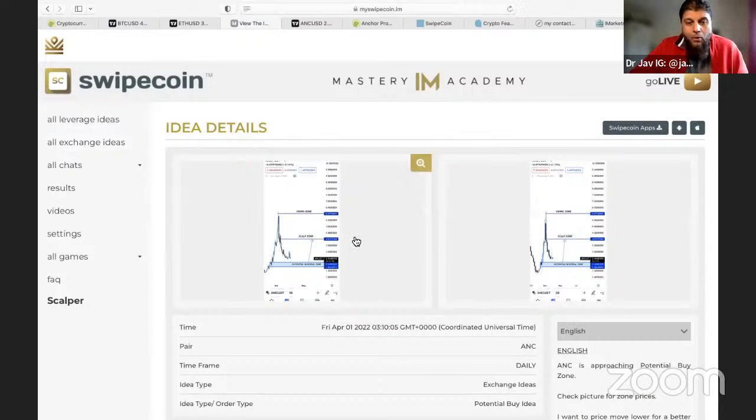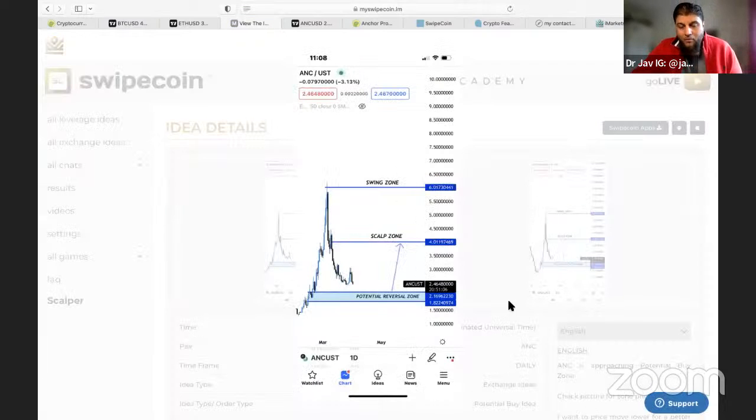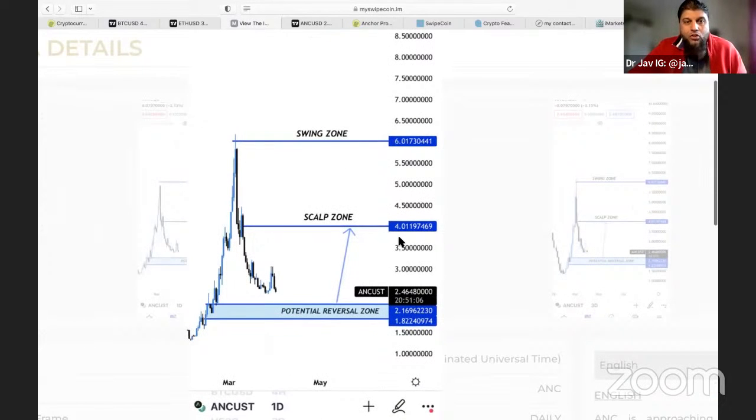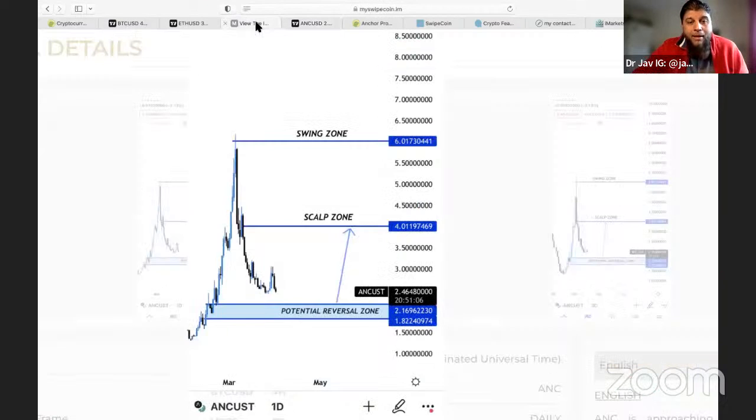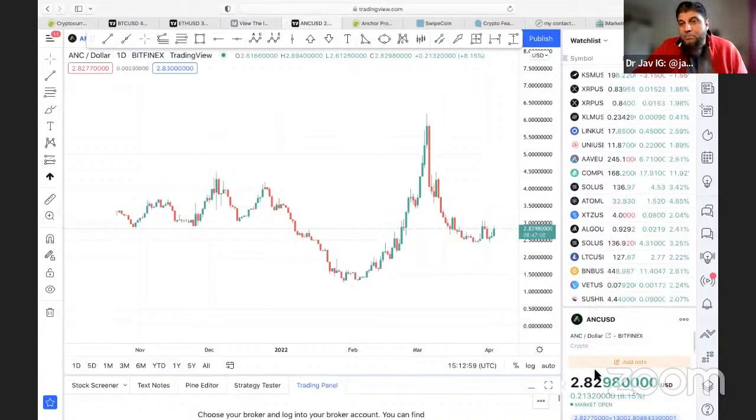Now, if I just blow up ANC here, you can see that we recommend you buy this particular coin when the price is between 1.82 and 2.16 in the market. The current price of ANC, we can see when we go to TradingView, and you can see the current price is around 2.82. So going back to here, when this price goes below $2.16, we would recommend that you consider buying into this particular coin.